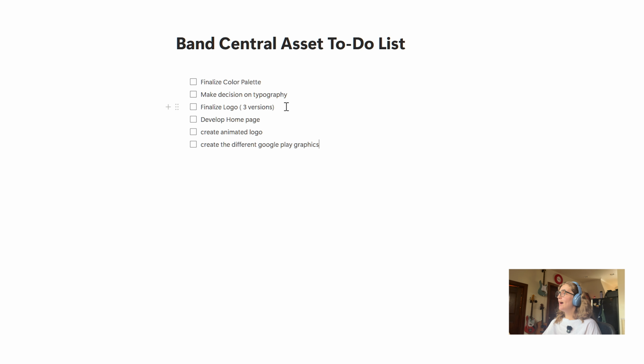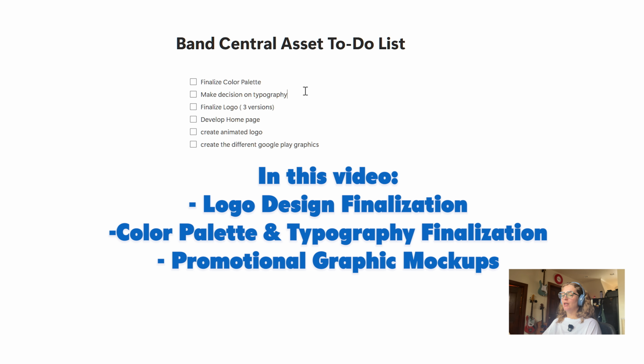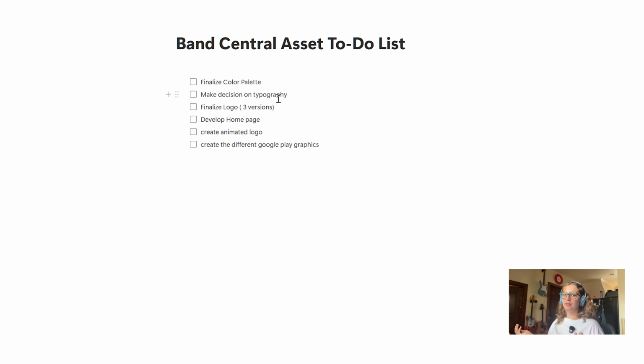So here I have a rough to-do list for what I want to accomplish today and in this video. We want to finalize that color palette. I had a call with them just before this video. We finally decided on the main blue, so now all I have to do is find the contrasting lighter color, and that should be pretty easy. They also decided that for typography, we landed on Helvetica. Classic. You really can't go wrong.